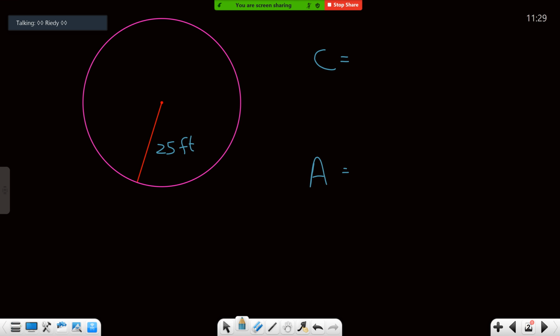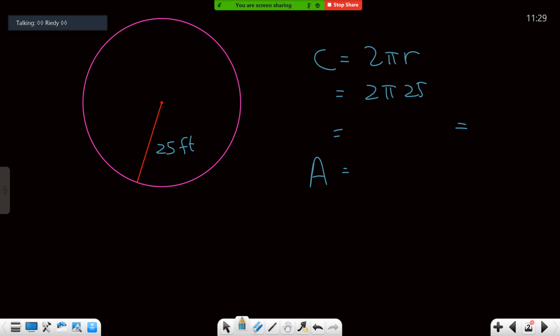Okay, Lily, what do you got for a circumference? About 157.1. Can somebody confirm? About 157.1? Yeah. Beautiful. Okay, so I'm going to go back through this and do the work that she did. So obviously we're starting with the formula 2 pi r. We know that because we just talked about it. The radius is 25, so we put in 2 times pi times 25.